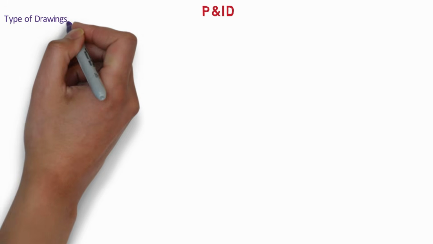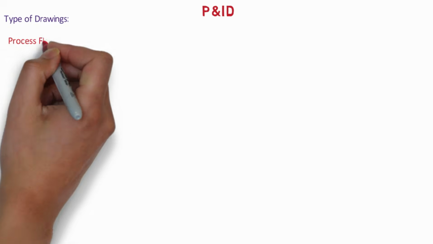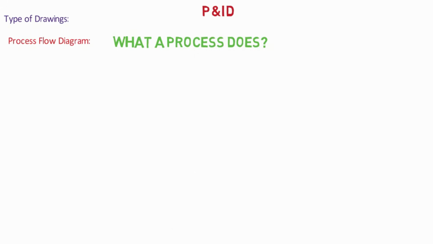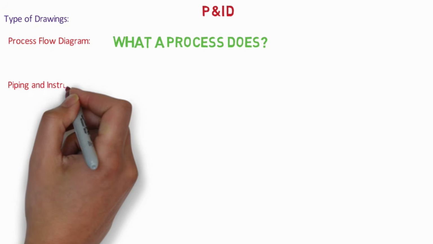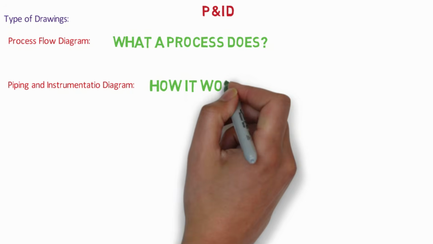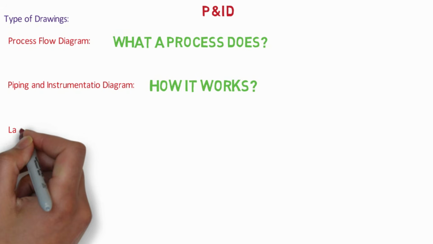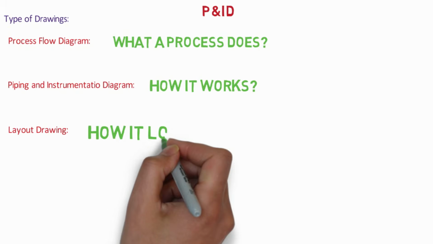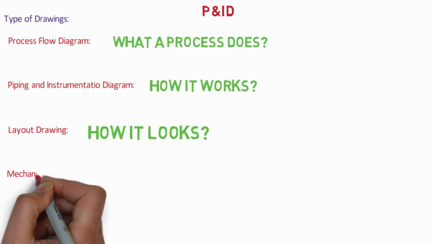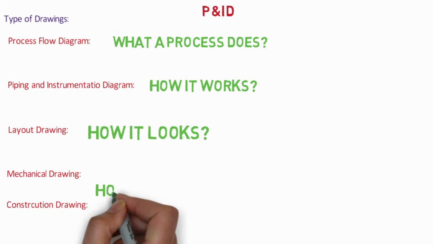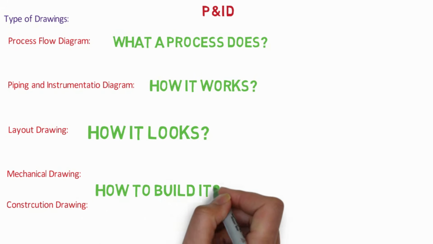So let's start. The types of drawings: there are process flow diagrams, that is PFD, which shows what a process does. Next comes piping and instrument drawings, called P&IDs, which is our main topic, and it shows how a process works. Next come layout drawings. It shows how the process looks. Next come mechanical drawings and construction drawings. These basically show how to build the plant.